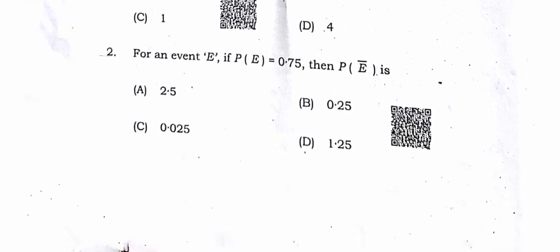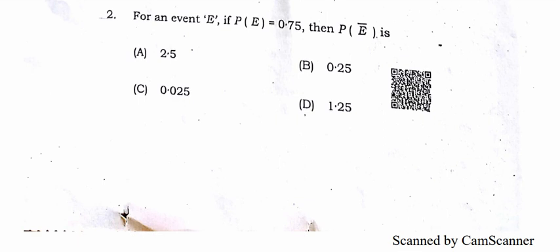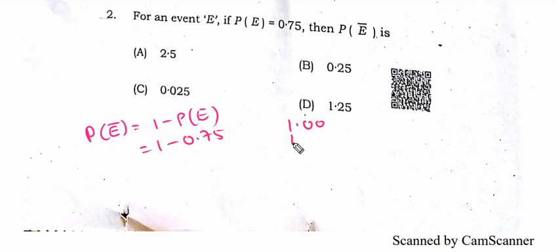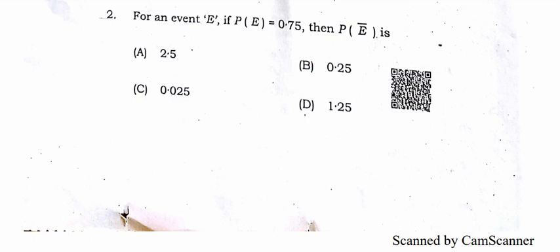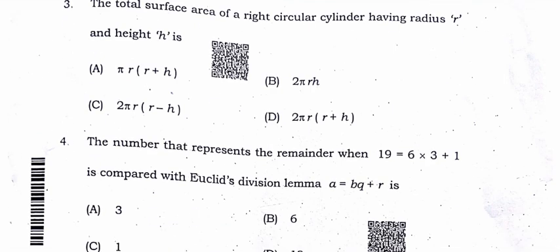Next question, for an event E, if P of E is equal to 0.75, then P of E naught is equal to. So you observe here, P of E naught is equal to 1 minus P of E. They have given P of E, so 1 minus 0.75. Here we have to subtract this, 0.75, that gives you 0.25. Therefore option B is the correct answer. So next we move on to the next question.